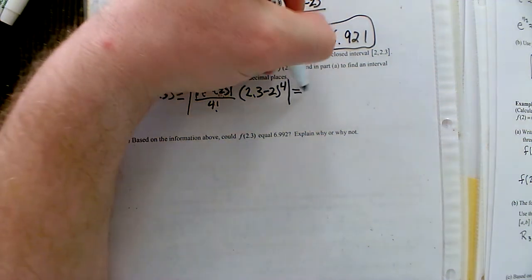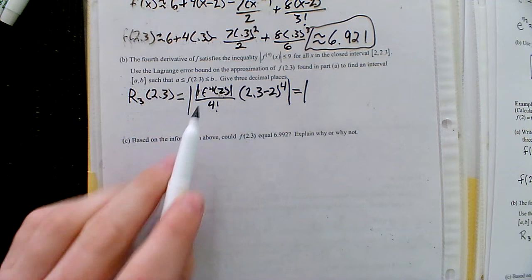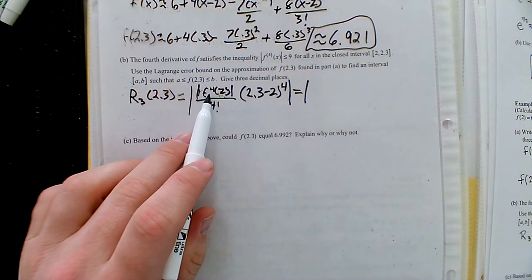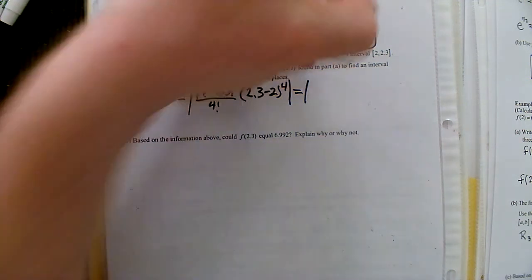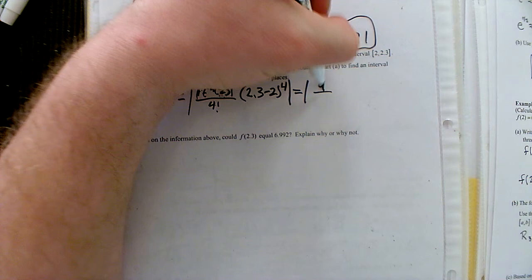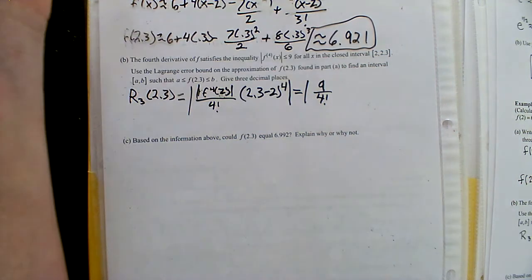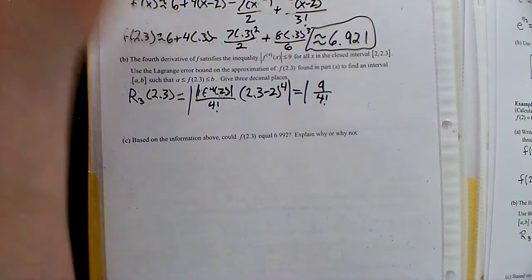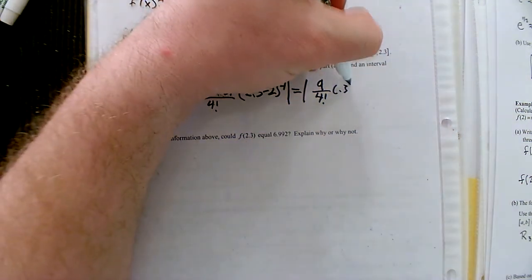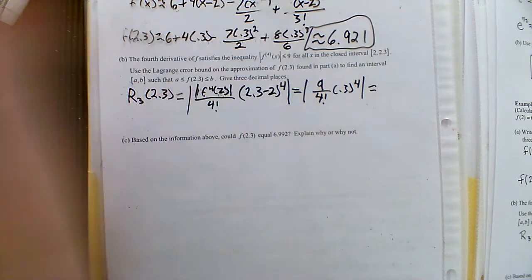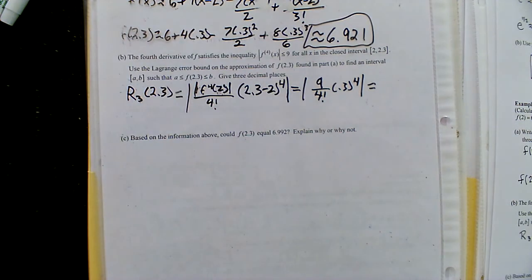Again, before we use the calculator, because we are allowed to use it, we can simplify that a little bit. They're telling you the maximum that this derivative can be is 9. So 9 over 4 factorial, given that information, times 0.3 to the fourth. Now we can use our calculator to find our maximum error within that interval.